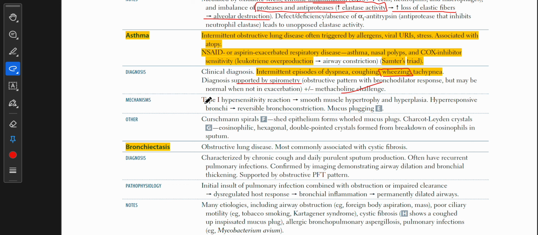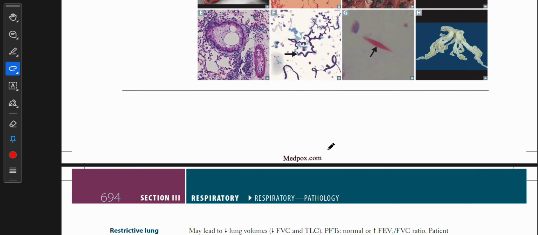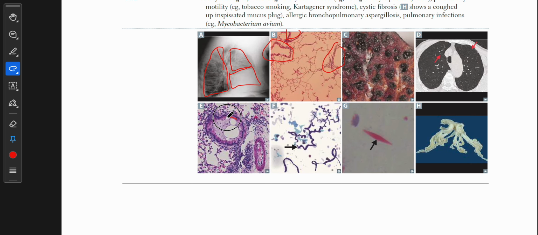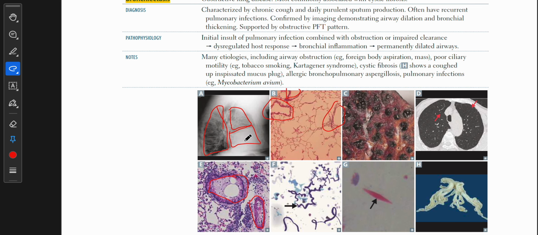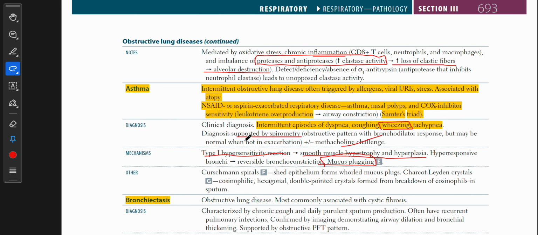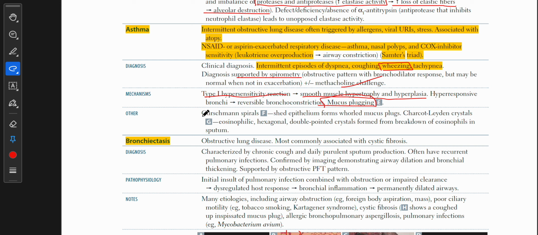So the mechanism of asthma is a type 1 hypersensitivity reaction pathogenesis, and it causes smooth muscle hypertrophy and hyperplasia, that is constriction of the bronchus and thus difficulty in breathing. Hyperresponsive bronchi cause reversible bronchoconstriction, and also there is mucus plugging. In figure E, there are mucus plugs. And in histology, we see Curschmann spirals in asthma, right? We also see Curschmann spirals in sputum. So that is it.